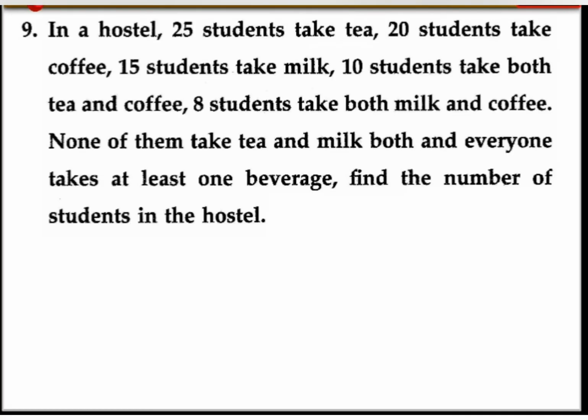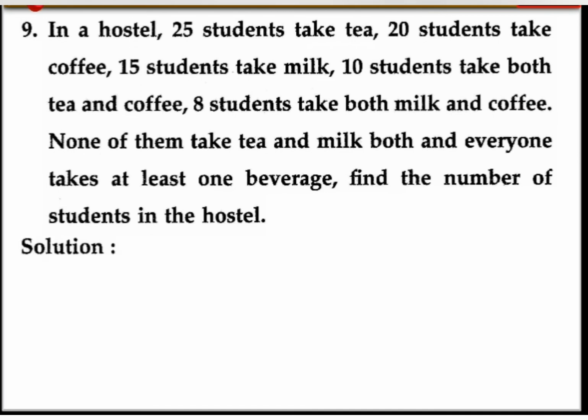Question number 9. In a hostel, 25 students take tea, 20 students take coffee, 15 students take milk, 10 students take both tea and coffee, 8 students take both milk and coffee, none of them take tea and milk both, and everyone takes at least one beverage. Find the number of students in the hostel.